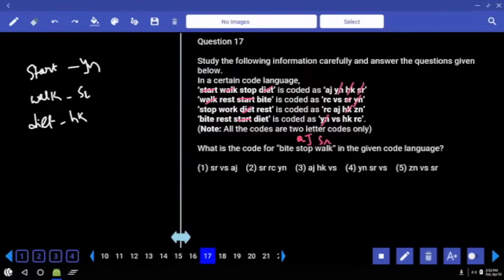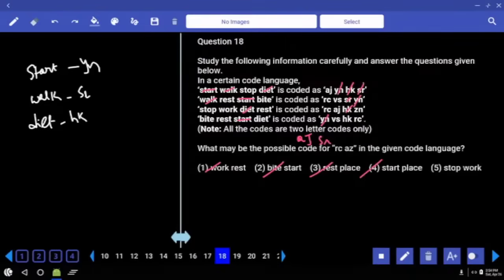AJ and SR. Now AJ, SR. Now here again, AJ, SR. That is ruled out, and that's a choice. AJ and SR. Then coming to question number 18.